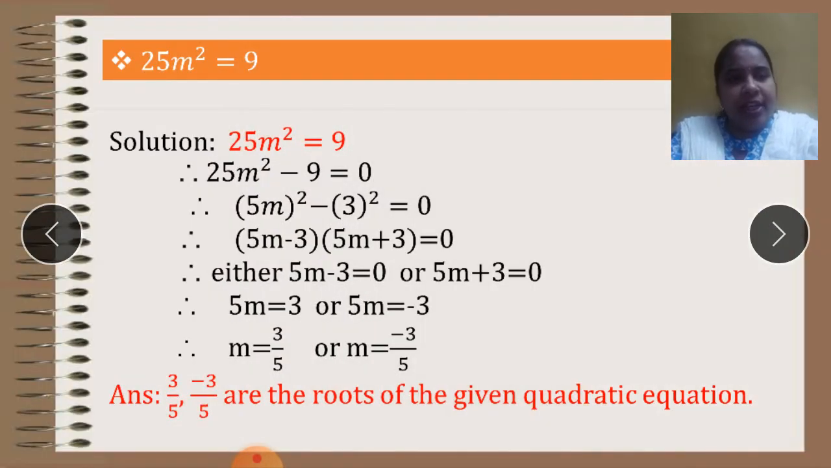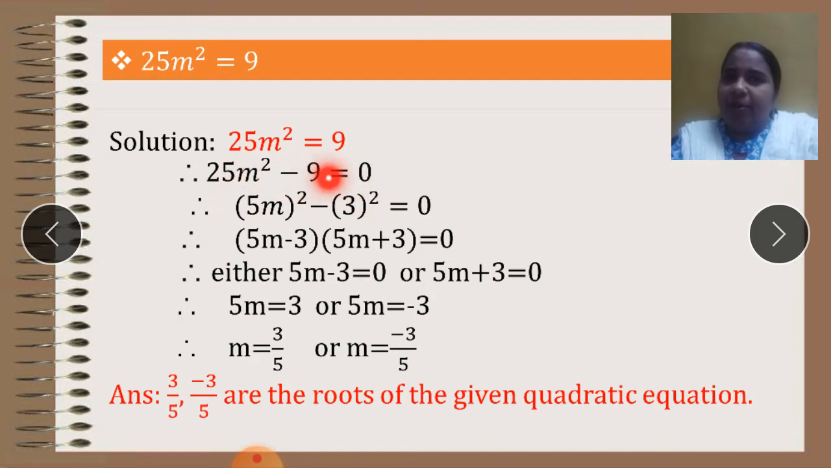The next question is again the same type. See, just see what is the difference. 25m square is equal to 9. Now there are only two terms in this, right? Now looking at the question, it should click, you should understand in fact that these are perfect square numbers, right? So I am going to shift it here. 25m square minus 9 is equal to 0.